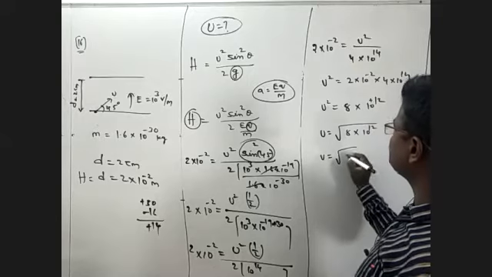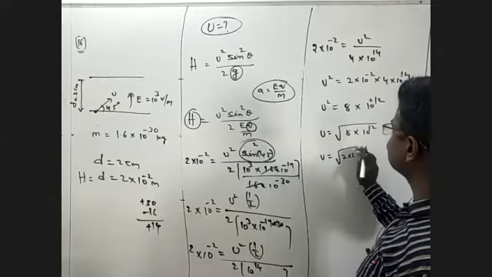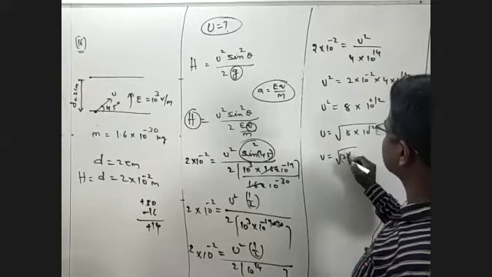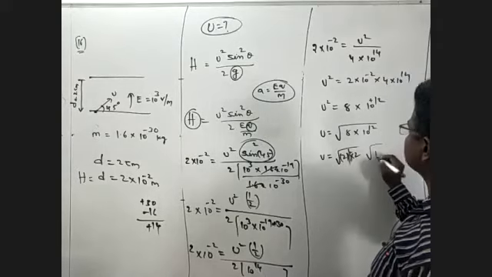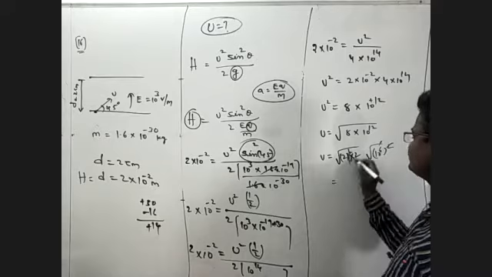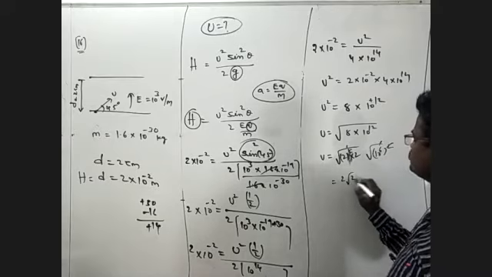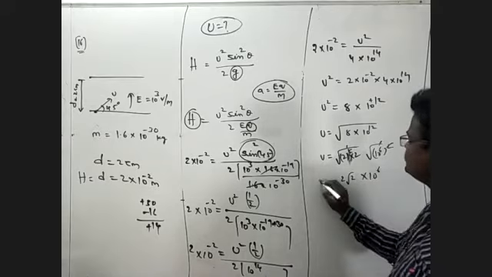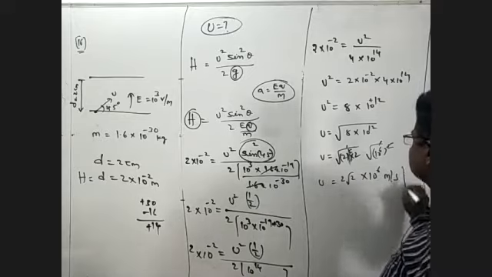That is 8, which is 2 into 2 into 2 square into 2. Taking the square root, this is 10 power of 6, and the square roots cancel each other, giving root 2 into 10 power of 6. This is u, in meter per second. That is the u.